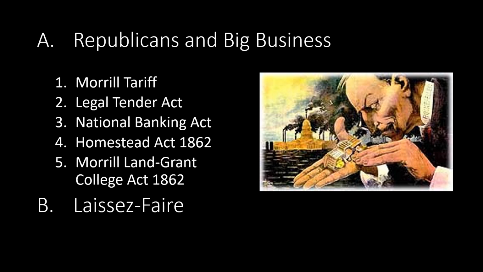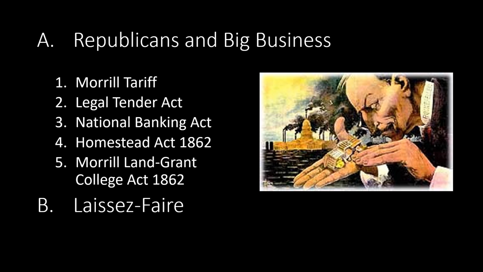The Morrill Land Grant College Act of 1862 gave 30,000 acres of federal land per member of Congress to the respective state to fund the creation of agricultural and mechanical arts colleges. These land grants were extended to former Confederate states following the war as well.